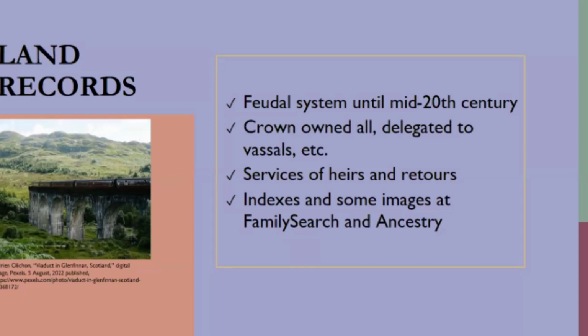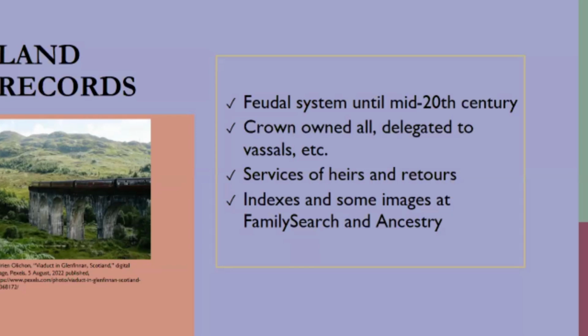And up until the late 1800s, they had what they call a service of heirs paperwork that they had to fill out, and retours. What the service of heirs is, it was a legal document where, let's say there was a will and the eldest son was supposed to get the land. Well, the eldest son would have to fill out a document, send it to a court, a chancery court. The court would hold a hearing with a jury.